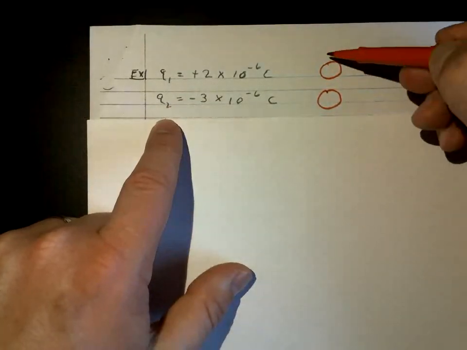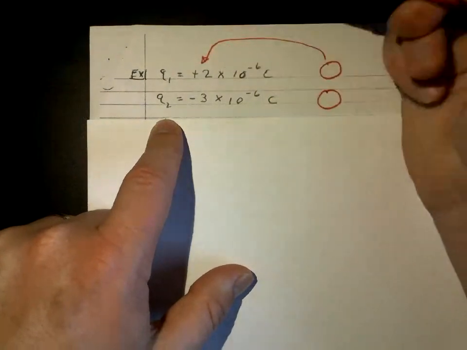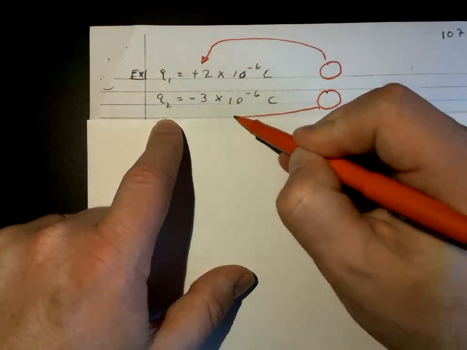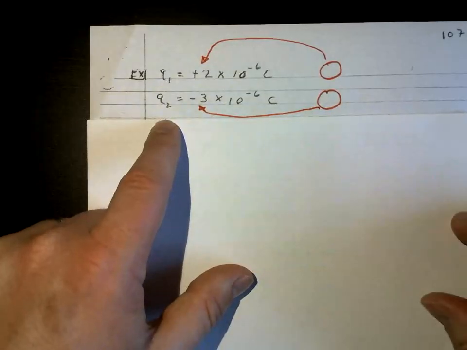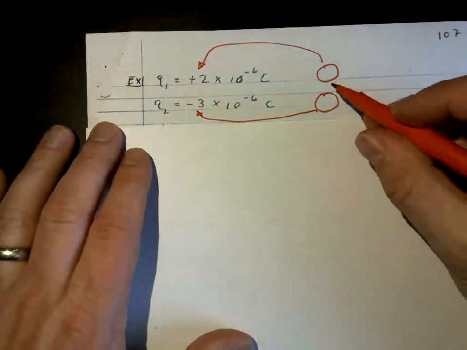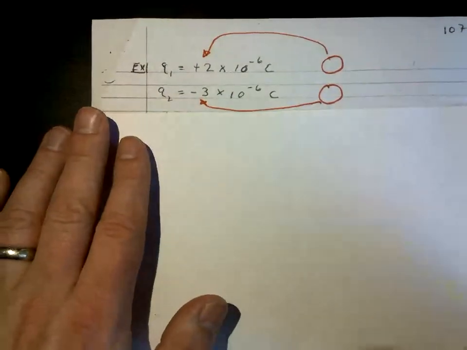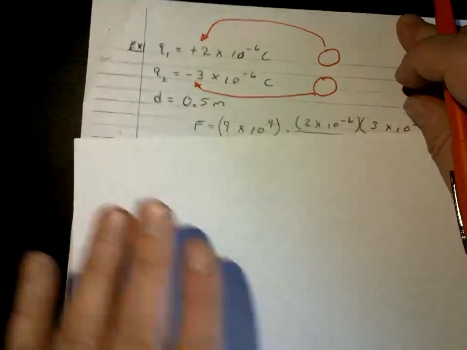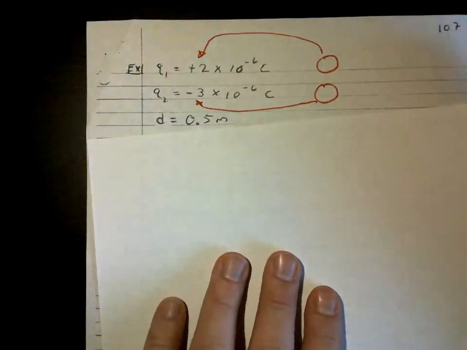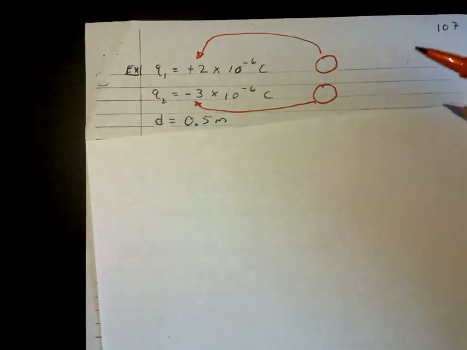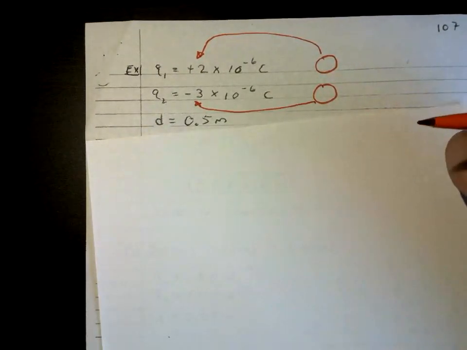One of the charged particles has this much, and the next charge has this much. Pay very close attention that this has a positive charge, and this has a negative charge. So you know that I have opposites now, so they're going to attract each other. Let's figure out the distance between them, though. Let's put the distance at 0.5 meters, which is not very far at all.